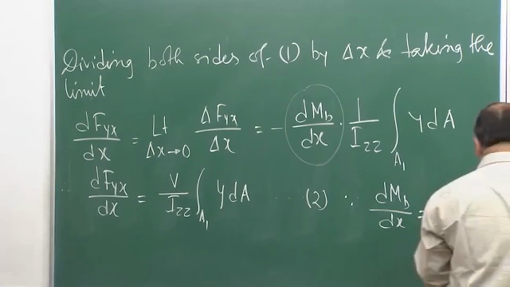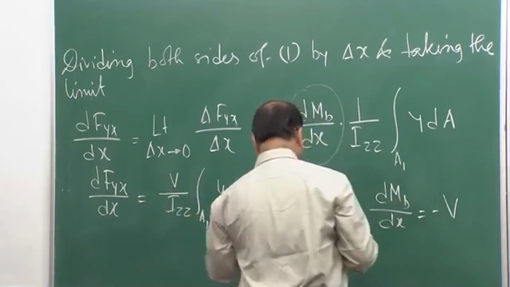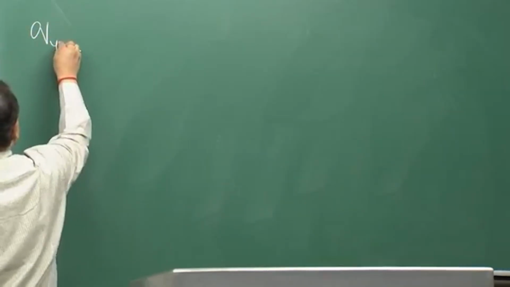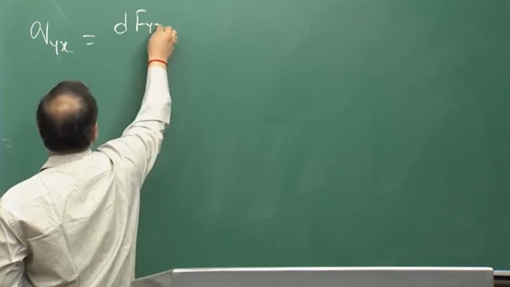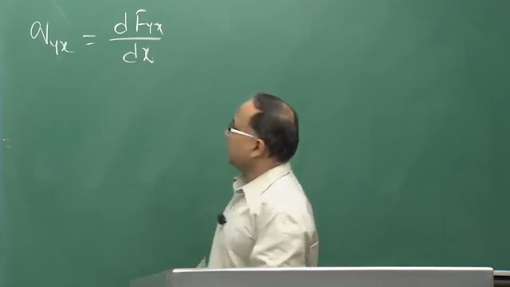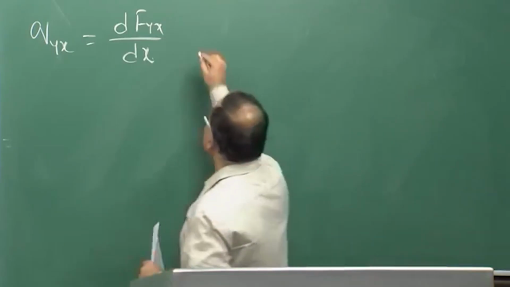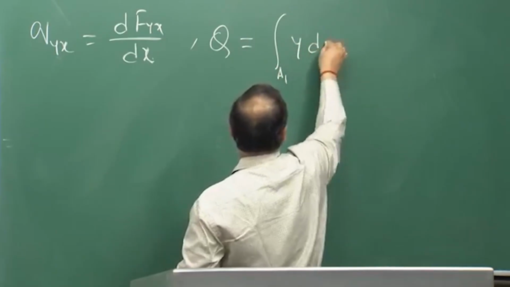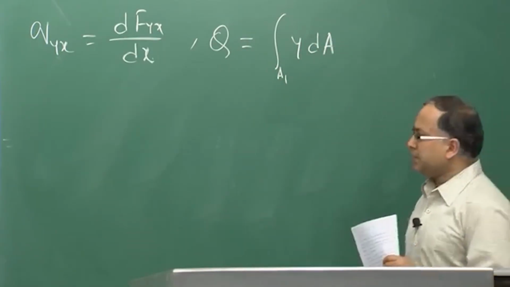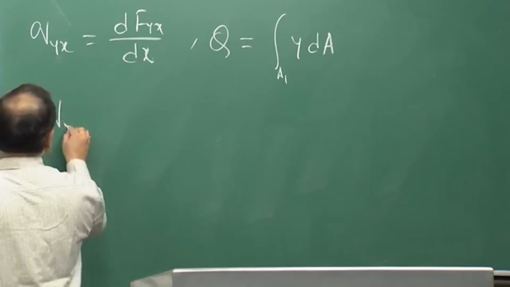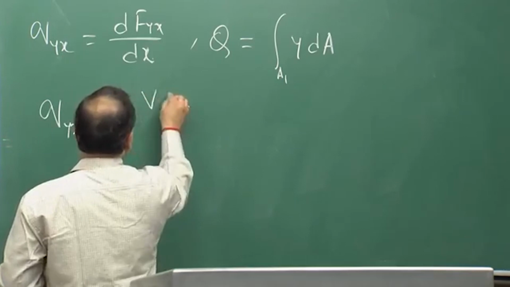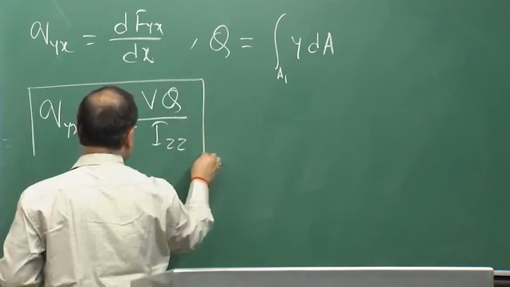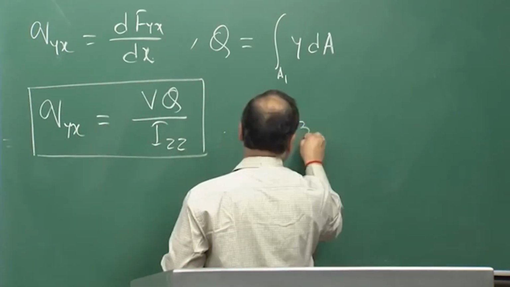Okay. So, now from this, if we put dFyx/dx as qyx, and capital Q is equal to integration of y dA, then I can simply write qyx equal to VQ by Izz. There is a very important relation we have established. So, that is equation 3.